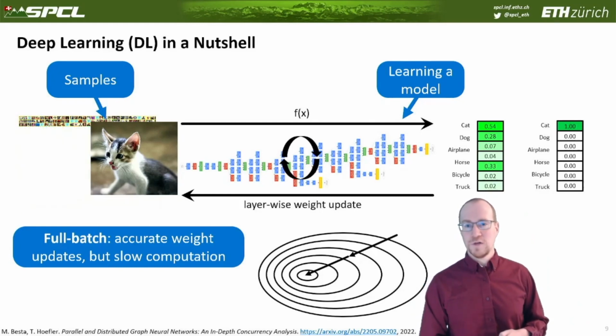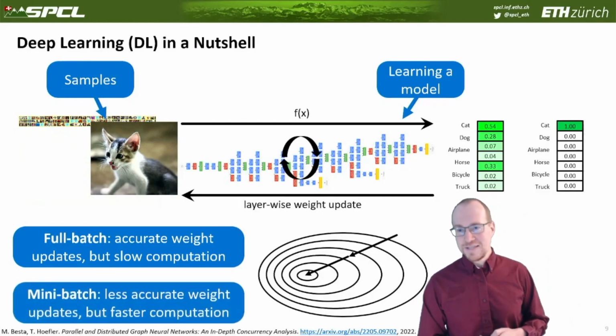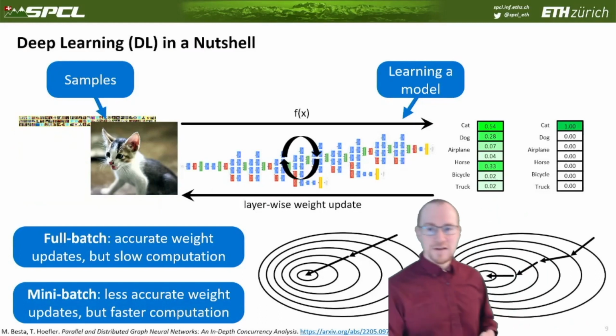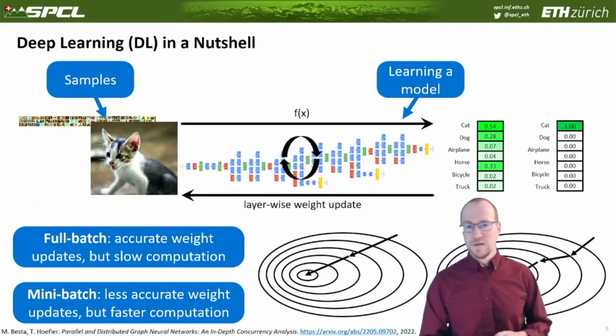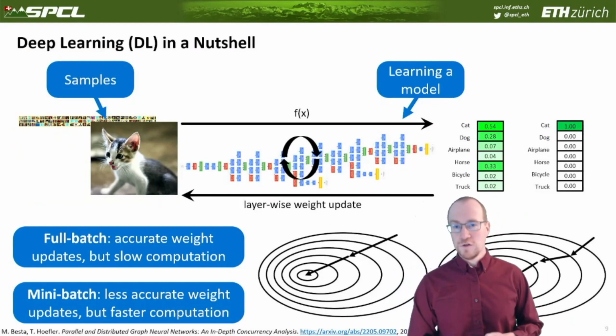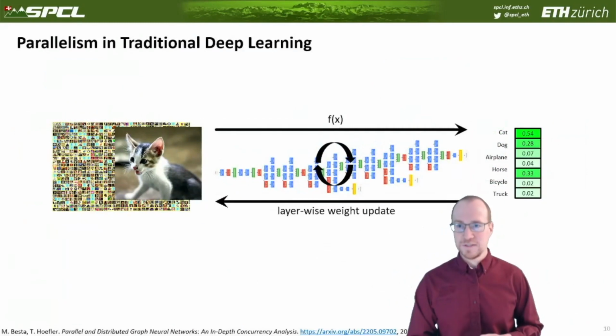Typically, what people do is they take a part of the batch, which is then called a mini batch, which uses a less accurate weight update. It's only a statistical sample, so we take random samples, but it has much faster computation, and at the end converges in more steps typically, but much faster in compute time to a good solution. So we'll be focusing mostly on mini batch, as we'll see in the remaining talk.